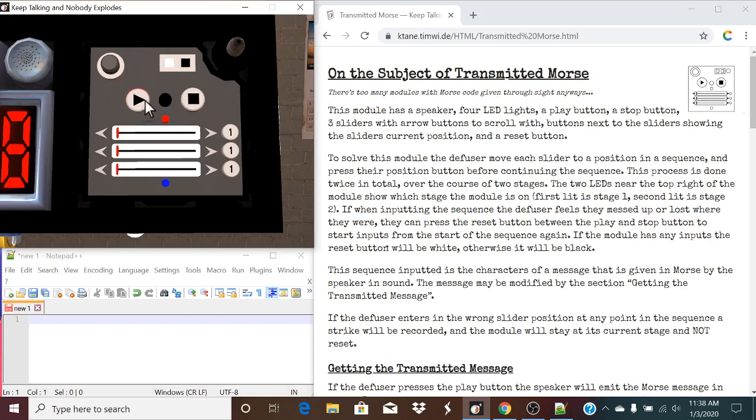Like that. And instead of giving you flashes, you have to listen to sounds. So you have to just be able to do that.